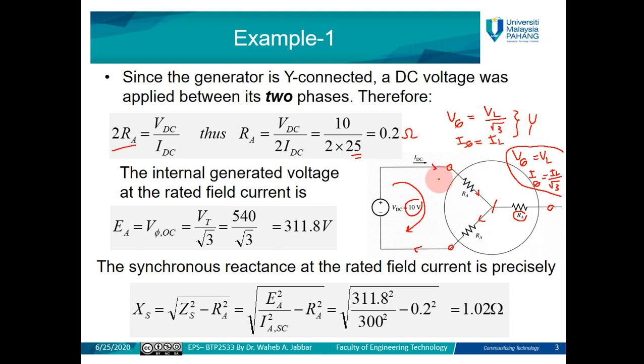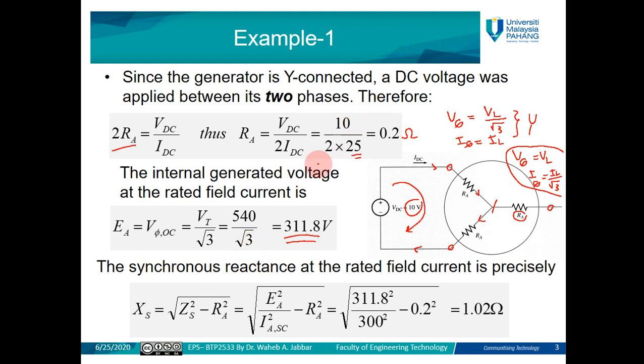Okay, so here we have star connection, so the current is the same, but the voltage will be V phase equal to VL over √3. So we have VL here, which is V terminal 540 over √3. So this will be the value of the EA, or the internal voltage of the generator. Okay, so since we have the value of EA and we have the value of RA, now we just need to find the value of XS, or the synchronous reactance.